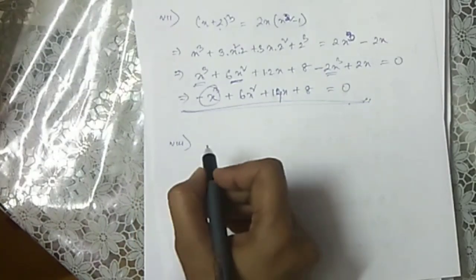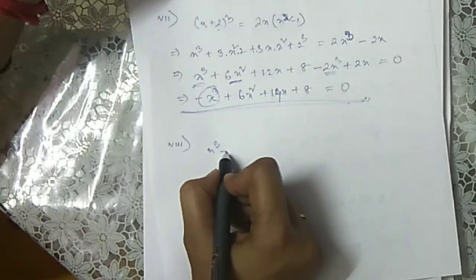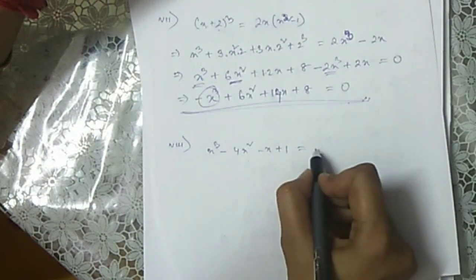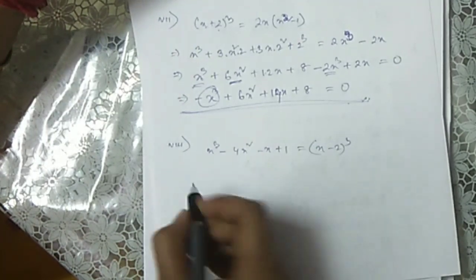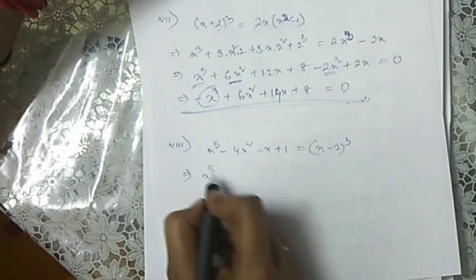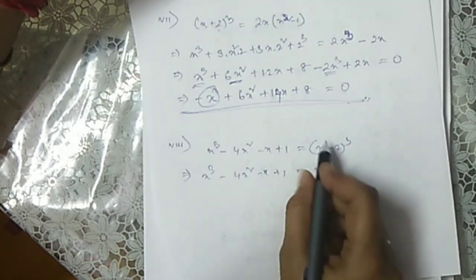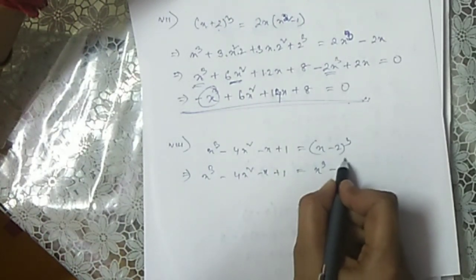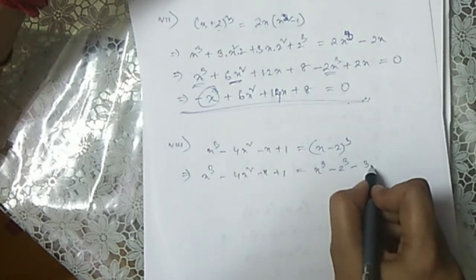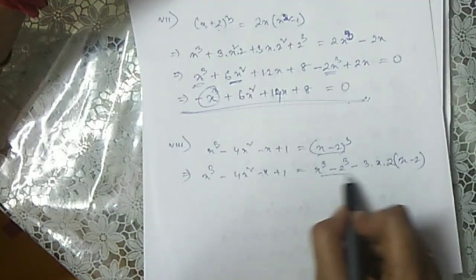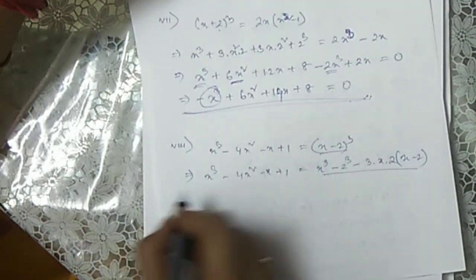In the other one, 4x square minus x plus 1 is equal to x minus 2 whole cube. x cube minus 4x square minus x plus 1. a cube minus b cube minus 3 times a into b whole into a minus b is expanded in the form of a minus b whole cube.